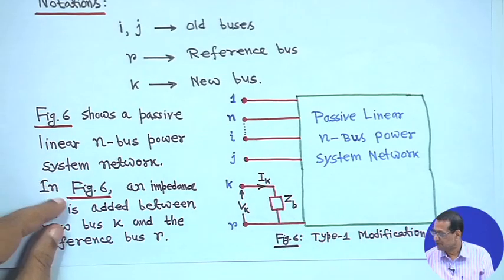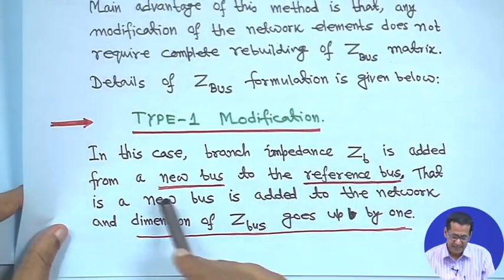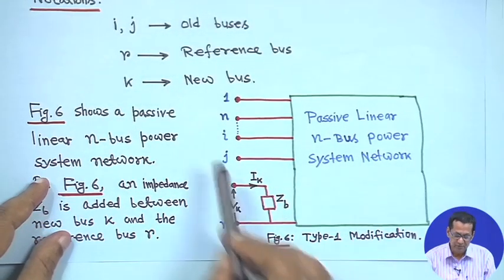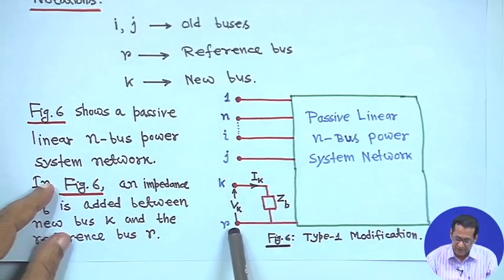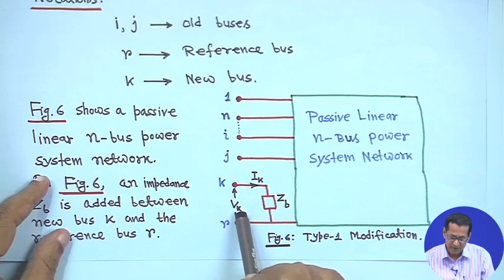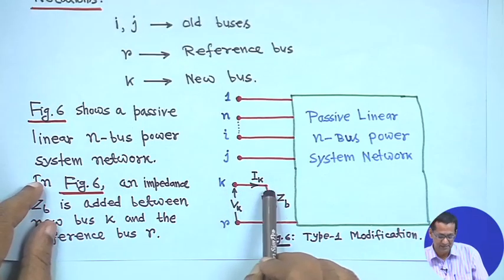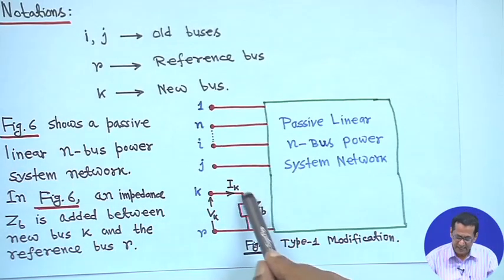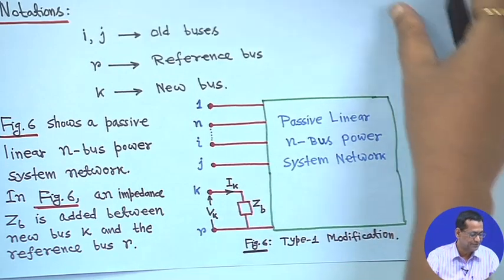This is the type 1 modification: branch impedance ZB is added from a new bus to the reference bus. This notation is very important: k is the new bus, added through an impedance ZB. Therefore, the kth bus voltage with respect to the reference bus is Vk and the current injection at bus k is Ik. So, you can directly write Vk is equal to Ik into Zb, right.